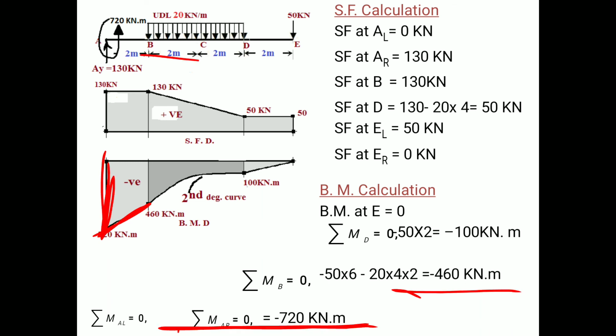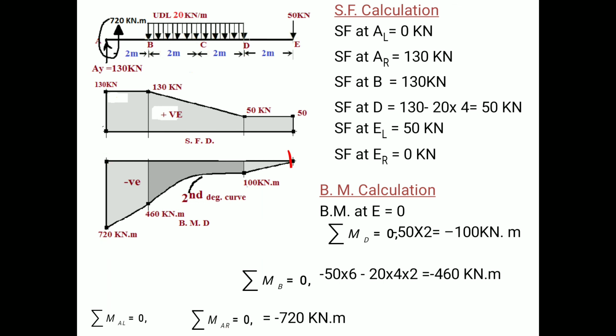Now, from B to D, we have UDL. So, we will join it by a second degree parabolic curve. And again from D to E, we will join it by an inclined straight line. So, it will meet E at 0.